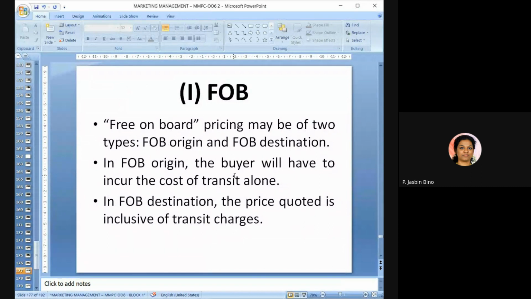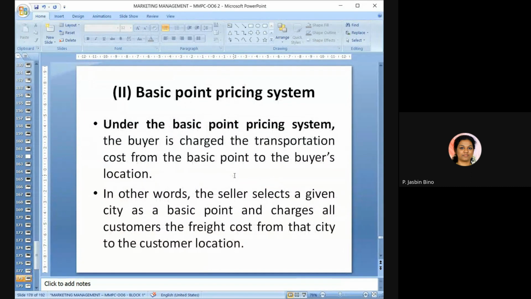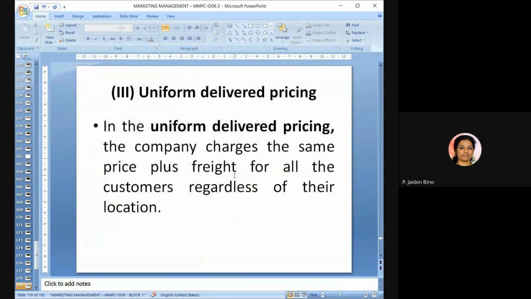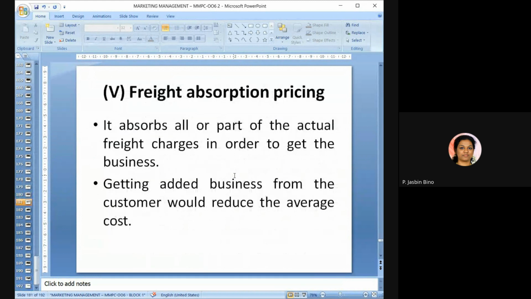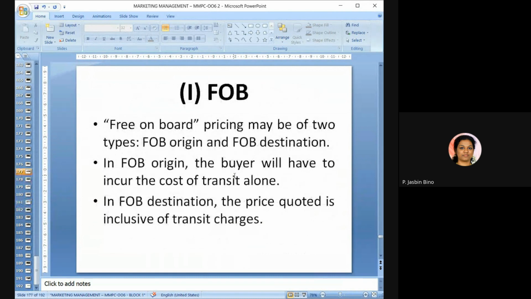First one, free on board pricing. Second one, basic point pricing system. Third one, uniform delivered pricing. Fourth one, zone pricing. Fifth one, freight absorption pricing. So first one, free on board pricing. There are two types: free on board origin and free on board destination.